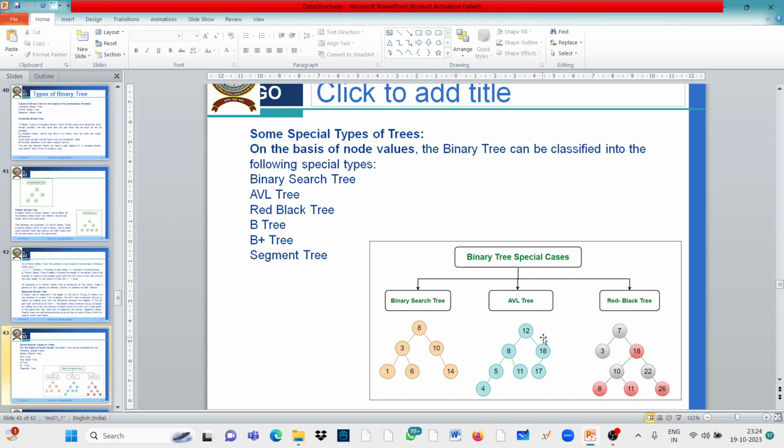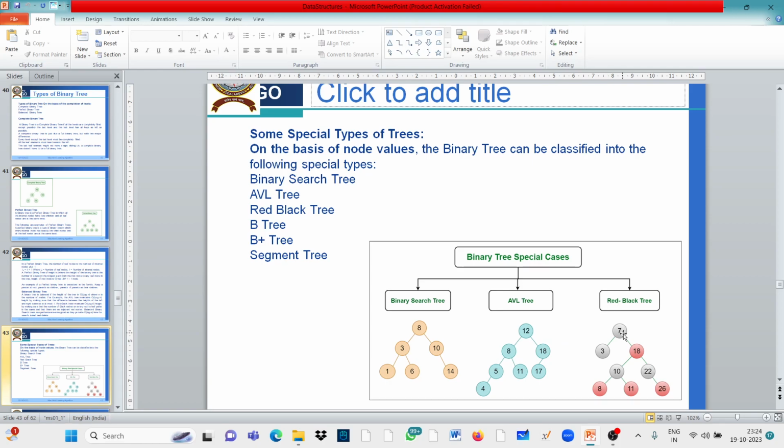In the AVL tree, what I told you is that the difference between the heights should be 1. Here you see, the height on the left side is 1, 2, 3, so it is 3. On the right side it is 1, 2, so 3 minus 2 is 1. Here it is 1, 2, so again 3 minus 2 is equal to 1. So the difference of height is equal to 1, then it is called an AVL tree.